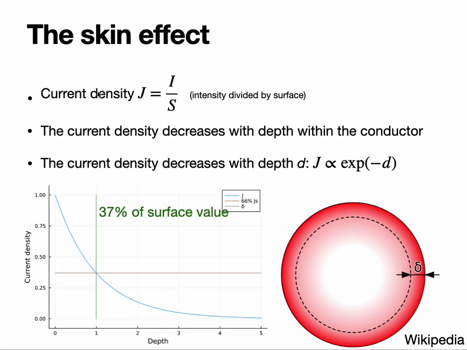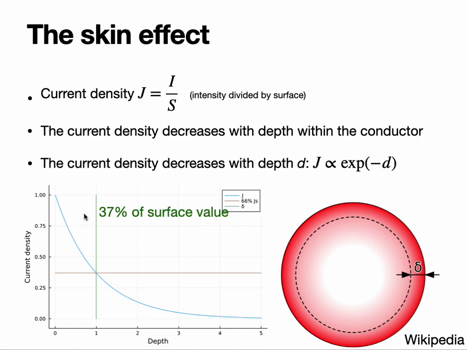So it means basically that there's a decrease of current density with depth. The current density is the intensity divided by a surface, and it decreases with depth within a conductor. The conductor here is, of course, the Earth. So the current density decreases with depth as with an exponential decay, exponential of minus d.